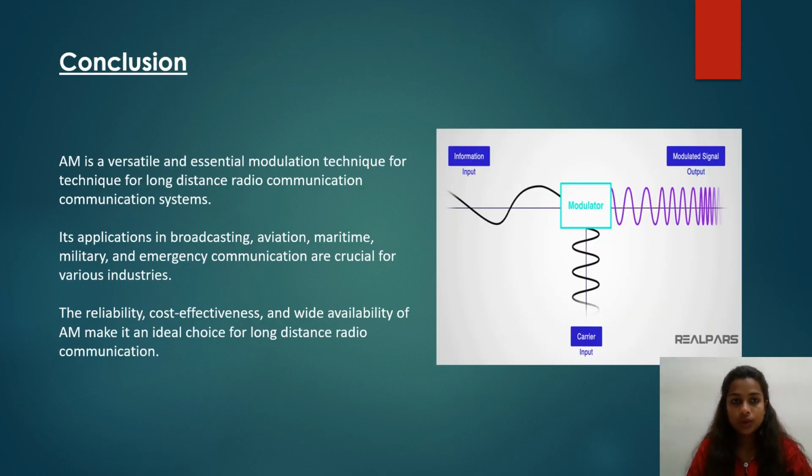At last, the conclusion: amplitude modulation is a versatile and essential modulation technique for long distance radio communication systems. Its applications in broadcasting, aviation, maritime, military, and emergency communication are crucial for various industries. The reliability, cost effectiveness, and wide availability of amplitude modulation make it an ideal choice for long distance radio communication.